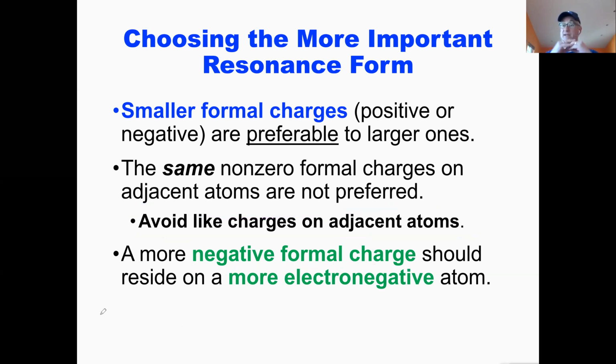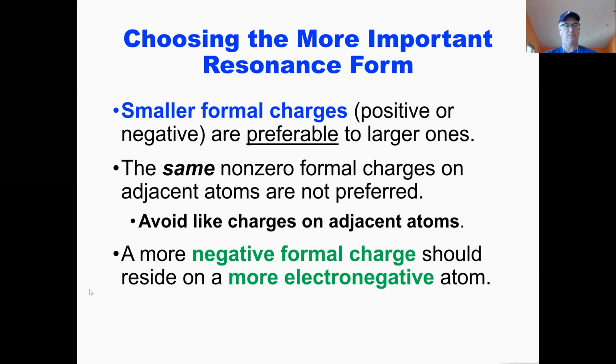So any questions about these three rules? Smaller charges, when at all possible. Don't have like charges on adjacent atoms, if at all possible. And then if you've got negative charges, they should go to the more electronegative atom. So let's do an example.